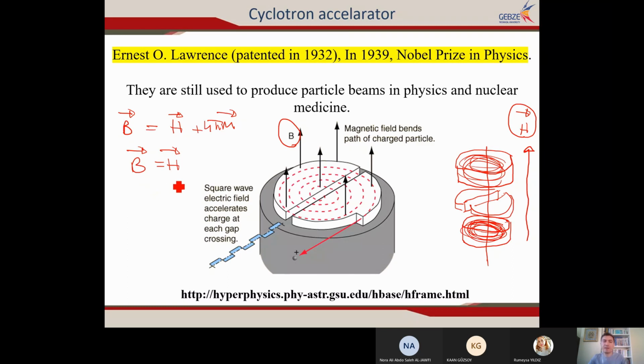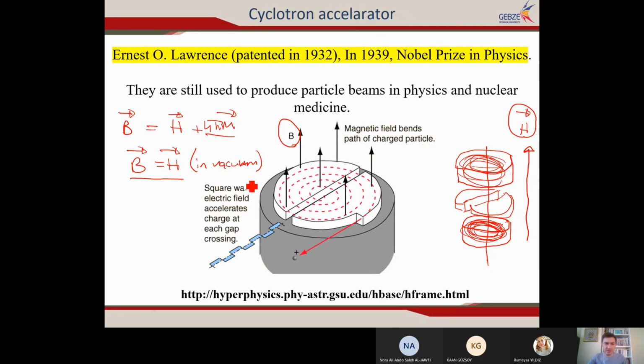But the actual magnetic field is this one. This is the magnetic induction. And only in vacuum condition, if there is no material, then this term will be 0. Then B will be equal to H in vacuum.